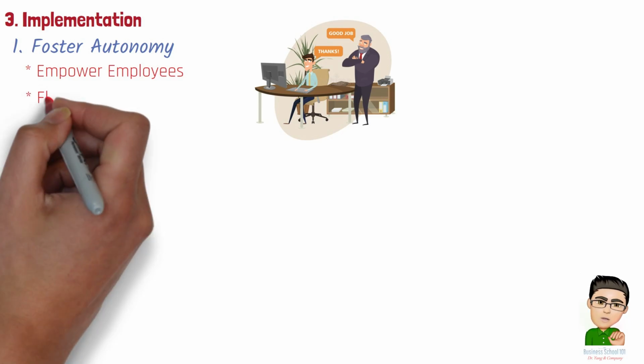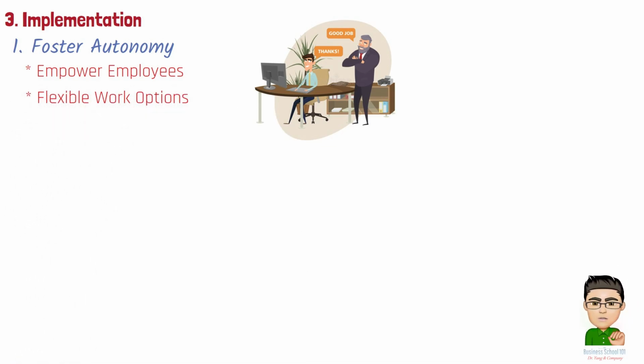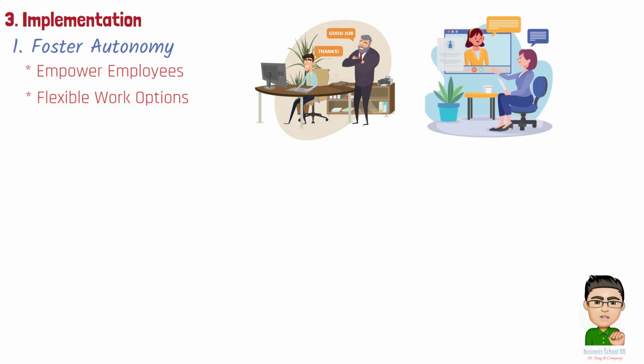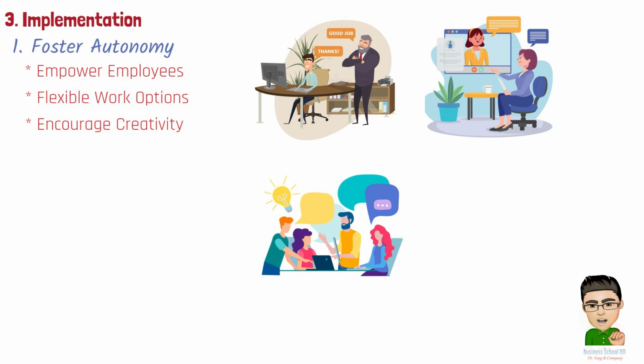Number 2. Flexible work options. Offer flexible work arrangements when possible, such as remote work or flexible hours, to provide employees with more control over their work-life balance. Number 3. Encourage creativity. Allow employees to approach tasks in their own way, fostering creativity and innovation. Provide space for them to suggest improvements and innovations.